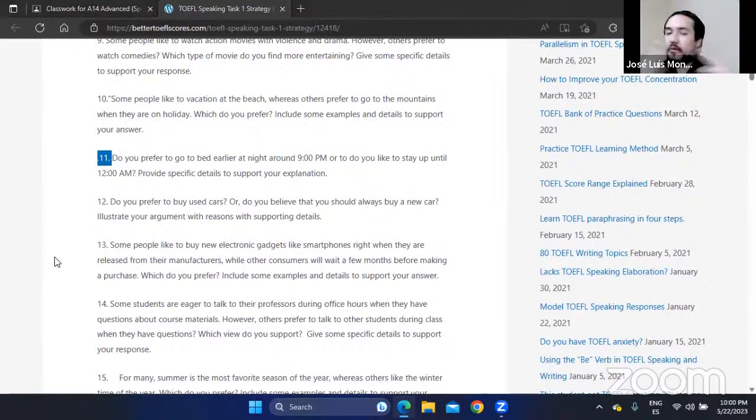All right, so I'm going to read it to officially have 1 minute. Let's read the question. It says, do you prefer to go to bed earlier at night around 9 o'clock p.m. or do you like to stay up until 12 o'clock a.m.? Provide specific details to support your explanation. Okay, so officially, please, we have 1 minute. Let's prepare that response, and then I read the question for you again.